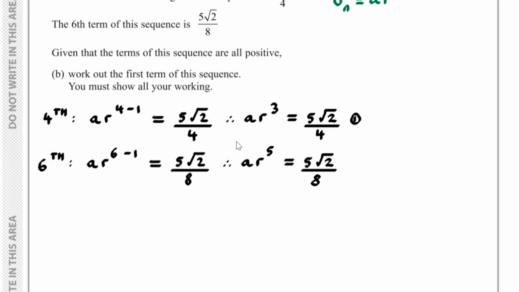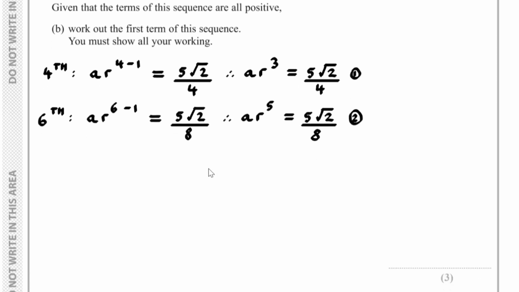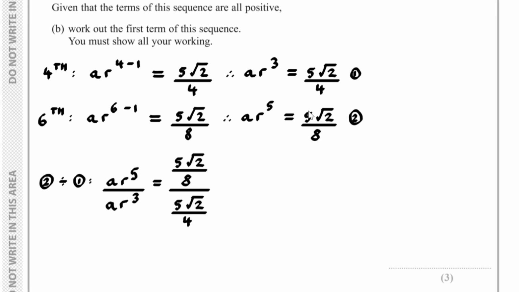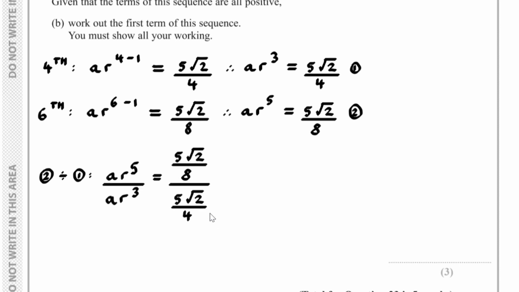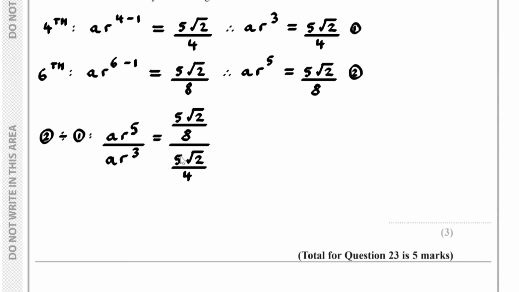To find out what a is and what r is, what we can do is divide these equations. So if I call this first equation 1 and the second equation 2, if I do 2 divided by 1, I've got ar to the 5 divided by ar cubed, that's equal to 5 root 2 over 8 divided by 5 root 2 over 4. So I can simplify all this. The 5 root 2's cancel. I've got an eighth divided by a quarter, which is a half.